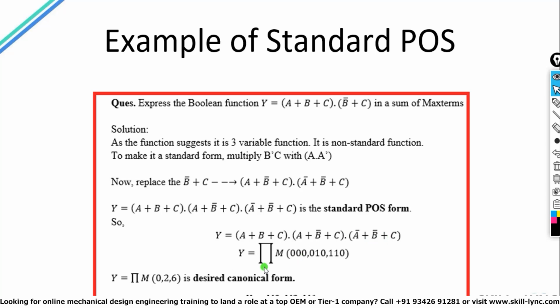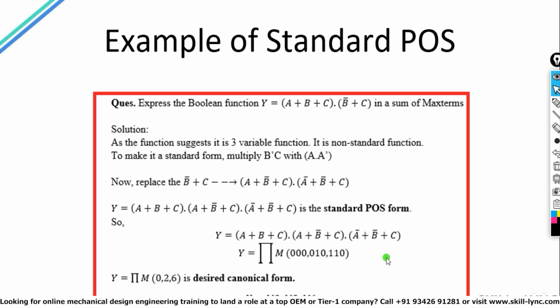Okay. After that, y equals pi capital M, it is 0, 2 and 6. Okay, write in the desired canonical form. So the desired canonical form will be M0, M2, M6 in the multiplication form. So these are the desired canonical form.